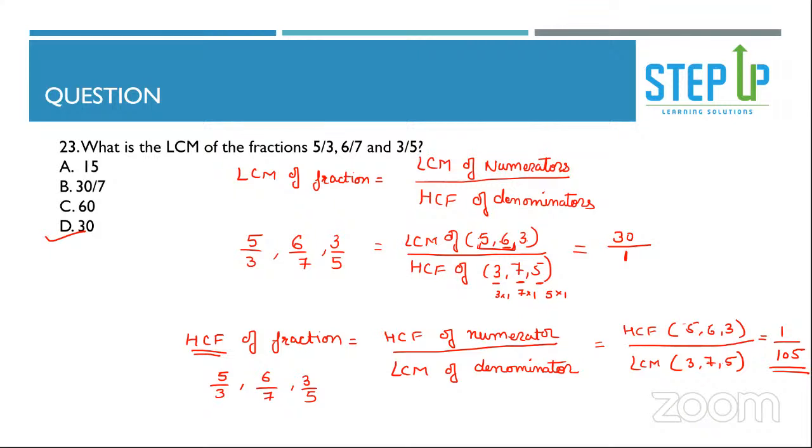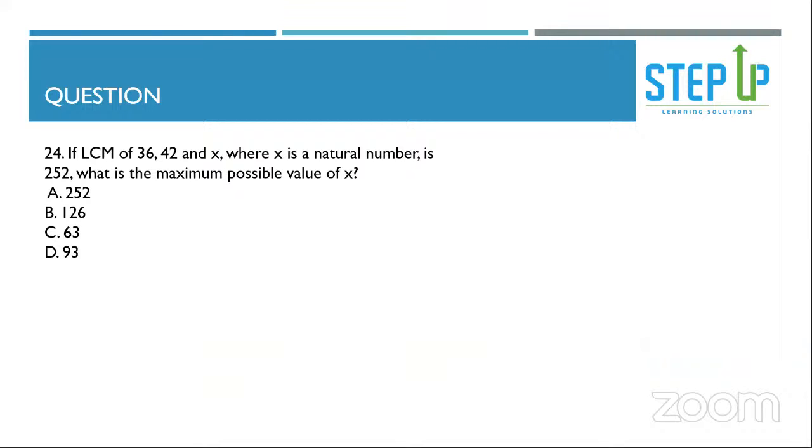Okay, let's move on. Now this one: the LCM of 36, 42 and x, where x is a natural number, is 252. What is the maximum possible value of x? We need to calculate the maximum value of x which is possible.